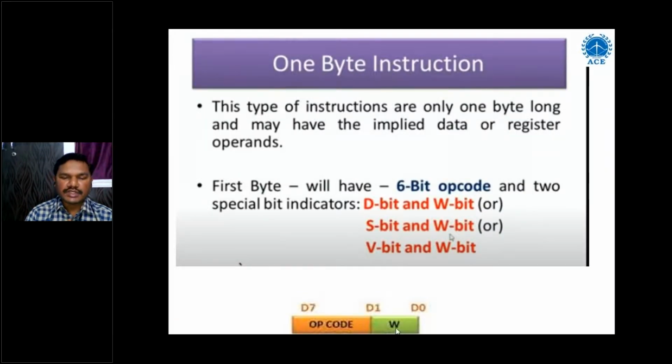So how does a 1 byte instruction look? This is the 1 byte instruction. D0 to D7 means 8 bits here. In these 8 bits, 6 bits are for the opcode. Here we are showing 7 bits, but 6 bits are for the opcode. The remaining two are special bit indicators, which may be the D bit, the S bit, or the V bit, along with the W bit. Sometimes they take D, S, V, and Z bits.